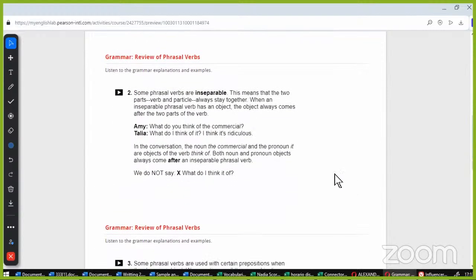Some phrasal verbs are inseparable. This means that the two parts, verb and particle, always stay together. When an inseparable phrasal verb has an object, the object always comes after the two parts of the verb. What do you think of the commercial? What do I think of it? I think it's ridiculous. In the conversation, the noun, the commercial, and the pronoun it are objects of the verb think of. Both noun and pronoun objects always come after an inseparable phrasal verb. We do not say, what do I think it of?